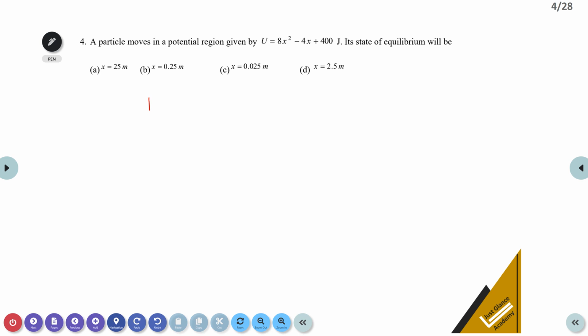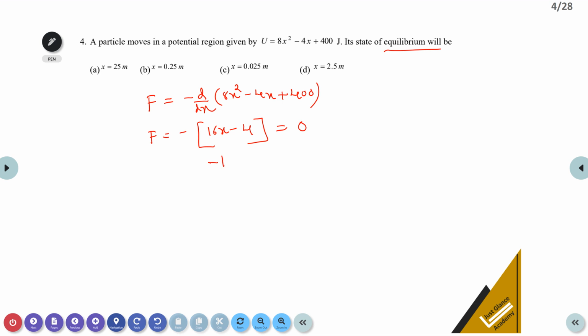0. That is F equal to minus dU by dx. U is what? 8x square minus 4x plus 400. You differentiate. This F equal to minus, and outside, it becomes 16x minus 4. And for equilibrium, it is equal to 0. In the problem it has been given that it is in the state of equilibrium.